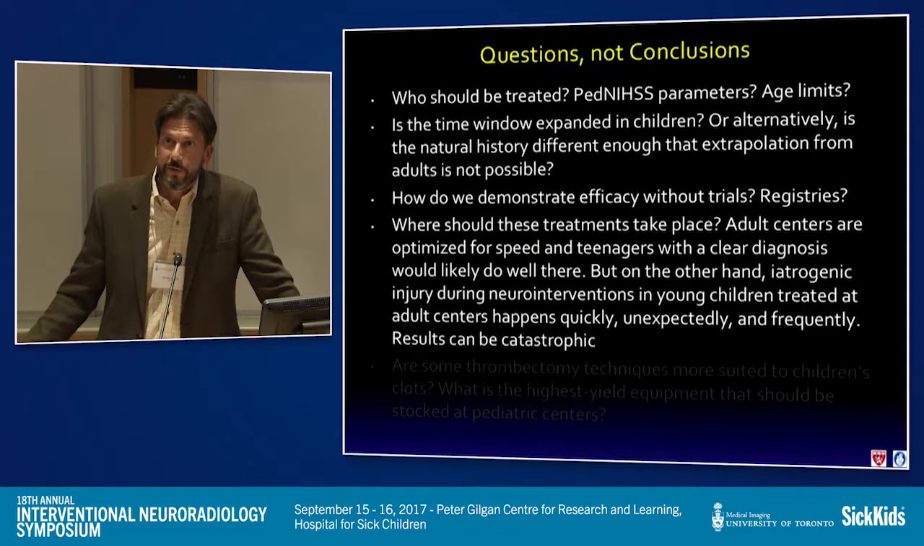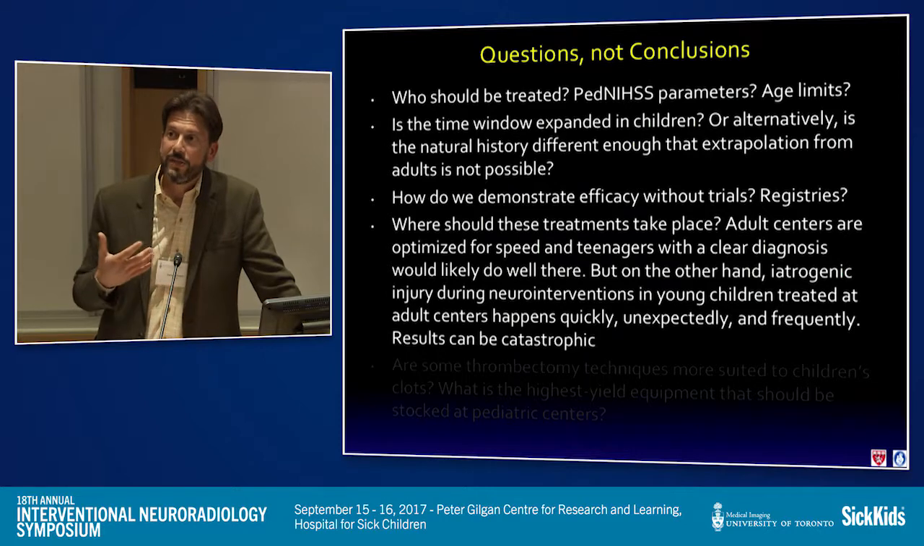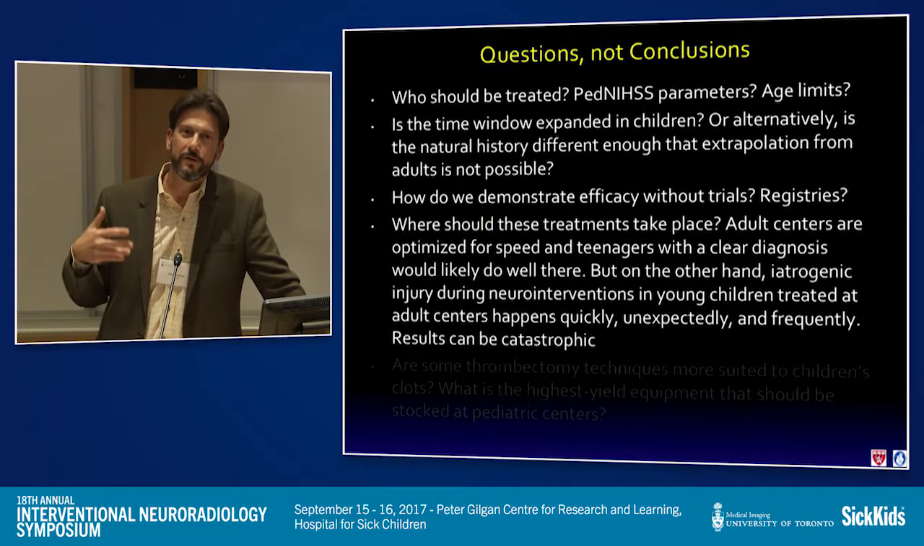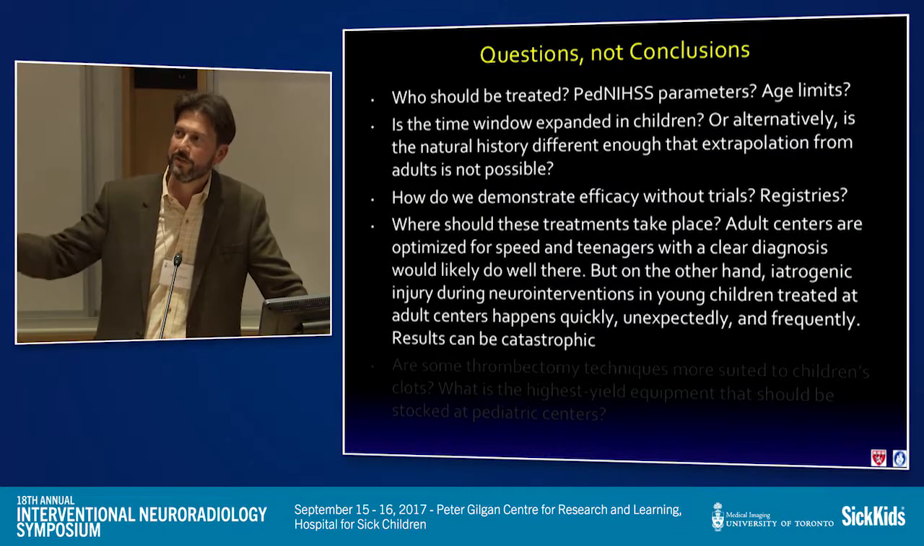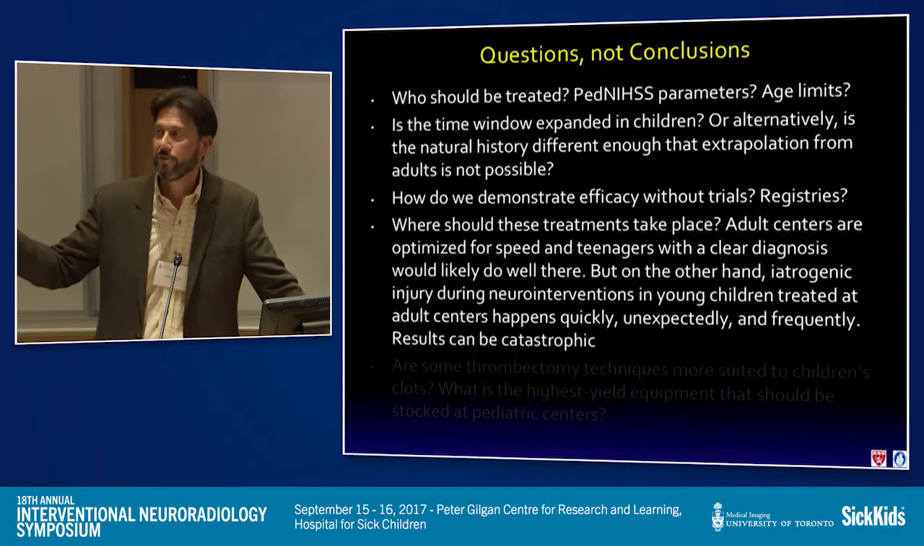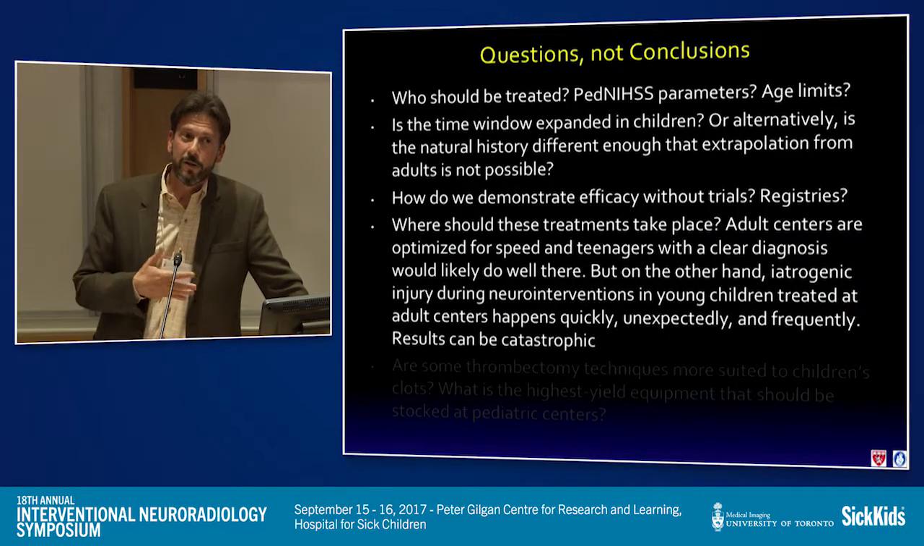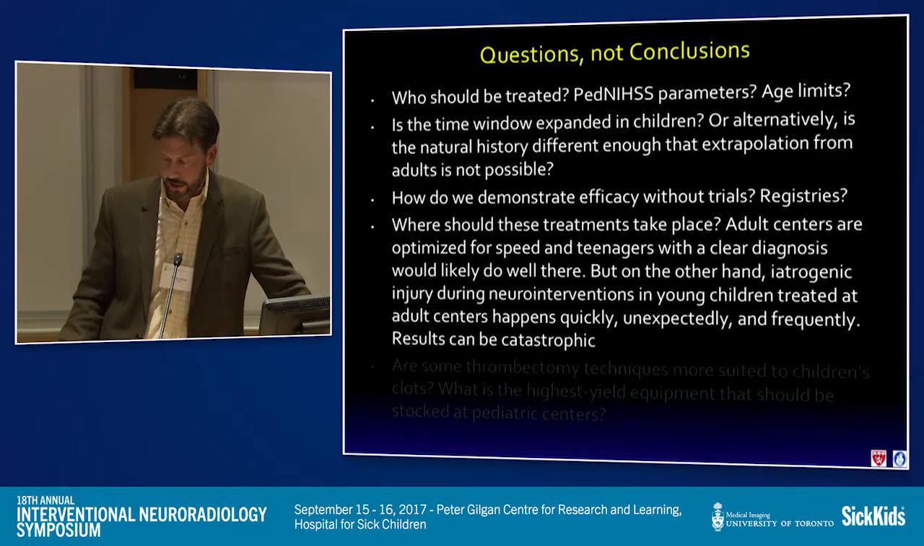A big question, I think, is where should these procedures take place? Adult centers, of course, are optimized for speed, and I would argue that for most teenagers with a clear diagnosis, where there's no diagnostic dilemma, if you get a CTA with an MCA cutoff, that patient probably is better served at an adult center. I think there are still questions then, like what happens to that child after treatment at the adult centers? Most ICUs will not admit a young teenager, for example, for observation there. On the flip side, very young children, any of us who is at a pediatric center has seen very young children treated by adult specialists with catastrophic results, so I think this probably only applies in the teenage years.